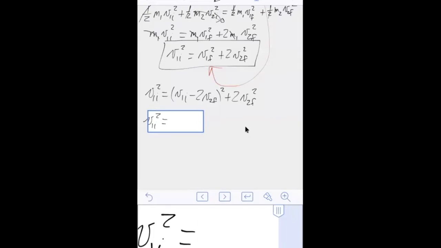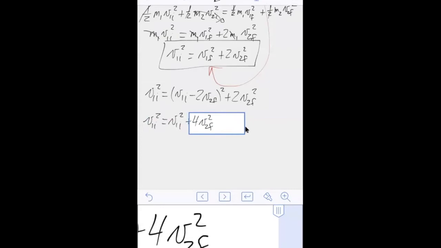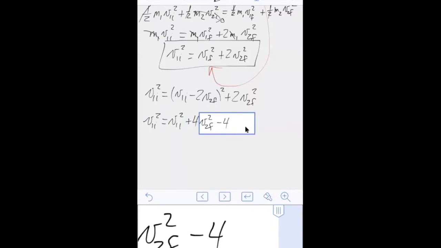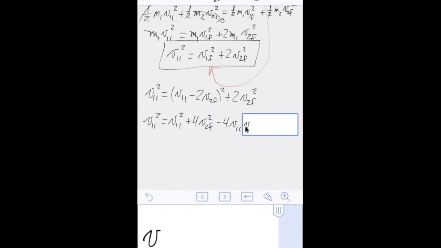So when you do that, you're going to get the first term squared. So I'm going to have V1I squared. Then I'm going to get also the second term squared. So that's plus 4 V2F squared. And then I'm going to get 2 times the first term times the second term. So that's going to give me minus 4 V1I V2F.